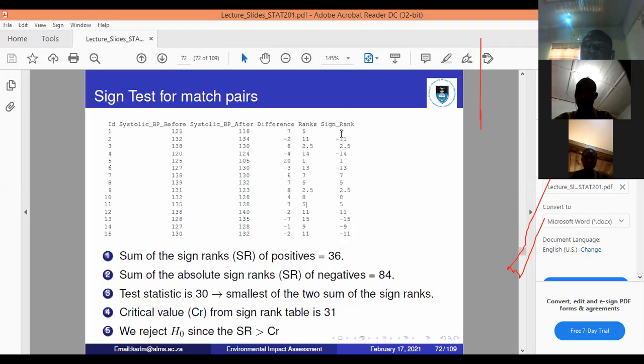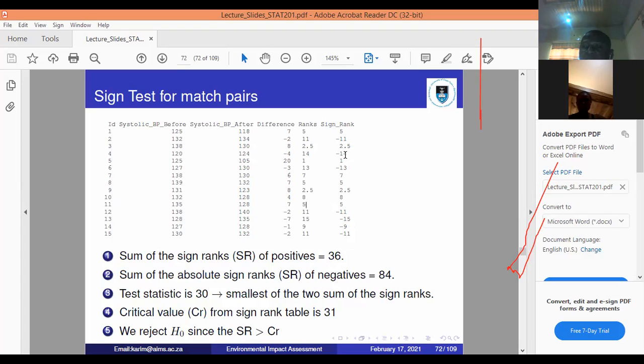So the sum of the positive ranks, we have 5.5, 1, 7, 5, 2.5, 8, 5, and then we sum that to get 36. If we add the negative ranks, we are going to have 11 plus 14 plus 13 plus 11 plus 15 plus 9 plus 11, and that will give us 84.